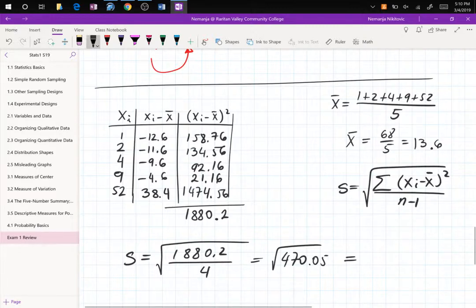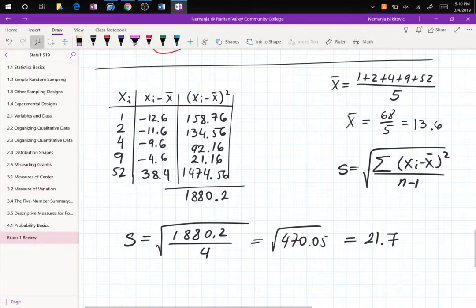It's going to be the same. One of us is definitely wrong, or both, but yeah. So 21.7, standard deviation of 21.7. So you see that this is really bad data, and in this case we would have to kick the 52 value out as the outlier.